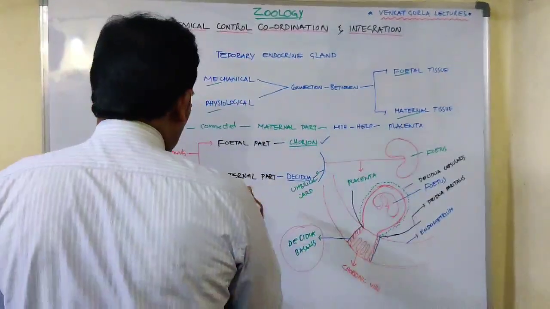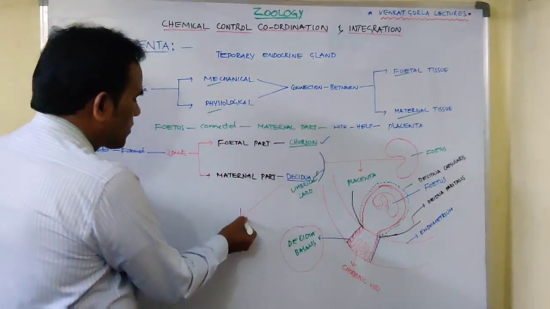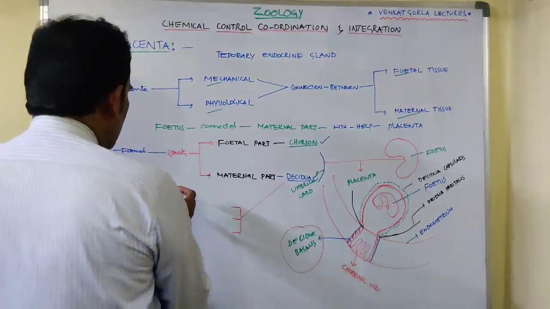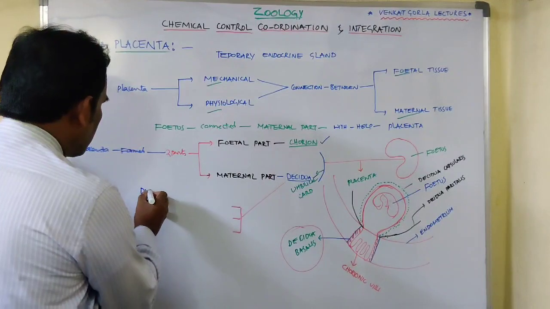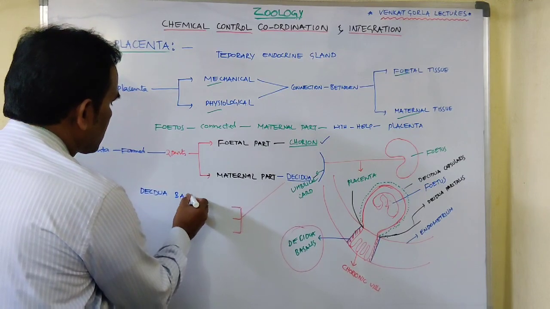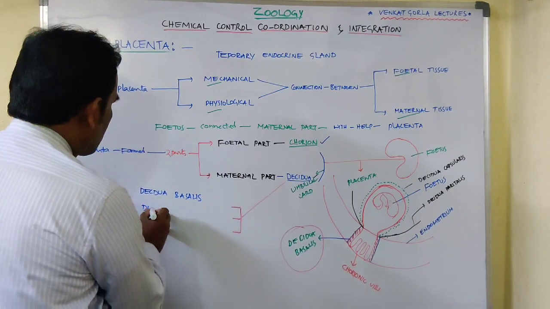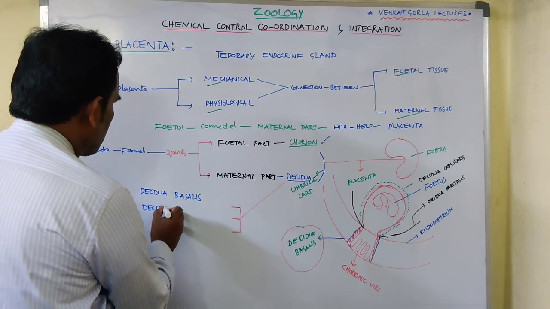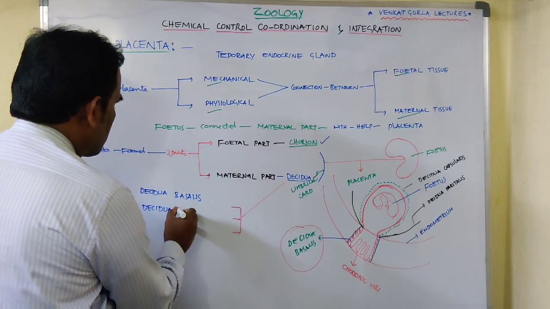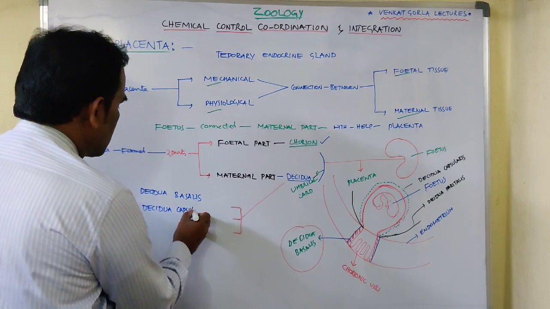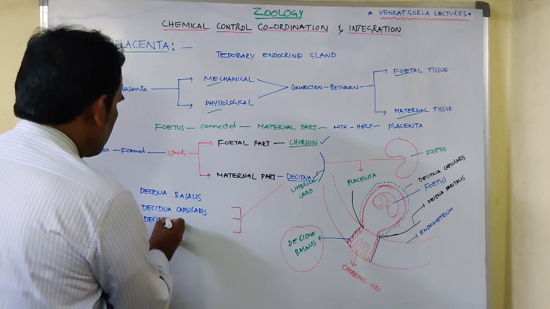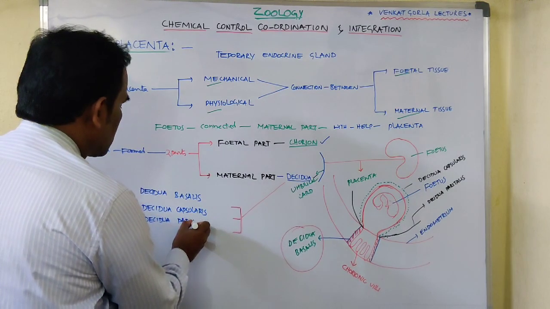So hope you understand this. So decidua consists of three parts, namely decidua basalis, decidua capsularis, and decidua parietalis.